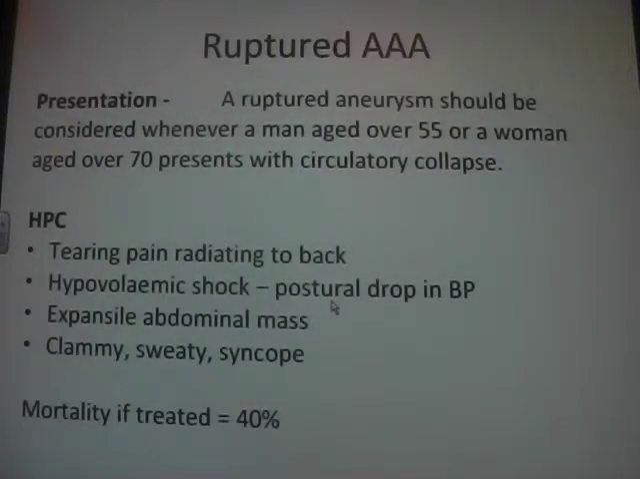So that's your classic ruptured AAA. Man over 55, woman over 70. Up to 70 it's cardiac, so you've got the preventive estrogen factors reducing your atherosclerosis, things like that. And then your history is tearing back pain, might be central abdominal pain, but a lot of the time it goes straight through, and then hypovolemic shock.